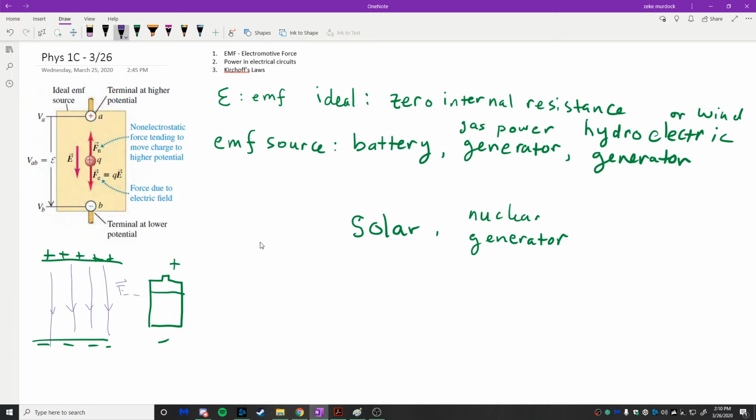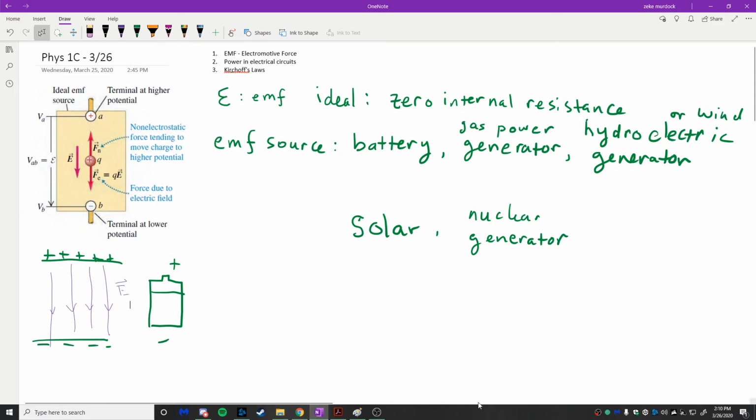Okay, so we have positive terminal, negative terminal. Inside, this is the electric field created. Does that make sense to you guys? Just kind of like a capacitor. But the way that these things work is that when you connect something from this point up here at A around to this point right here at B, you're going to get a current, right?